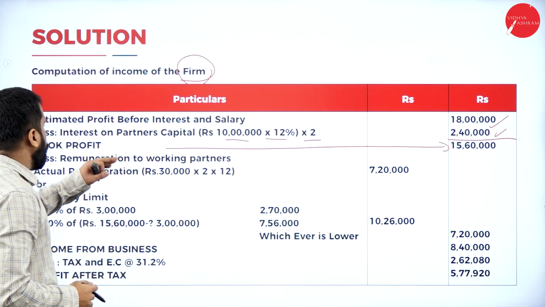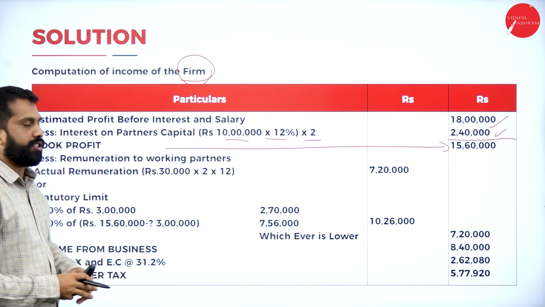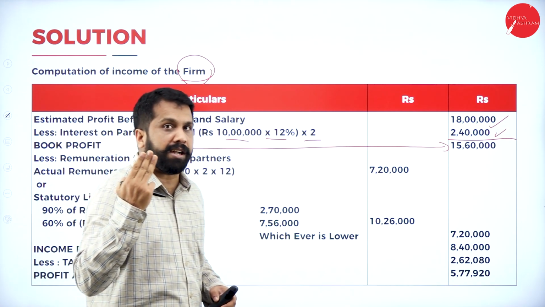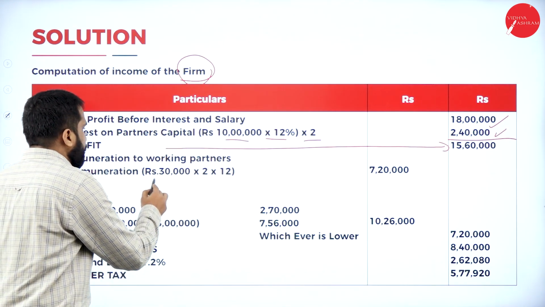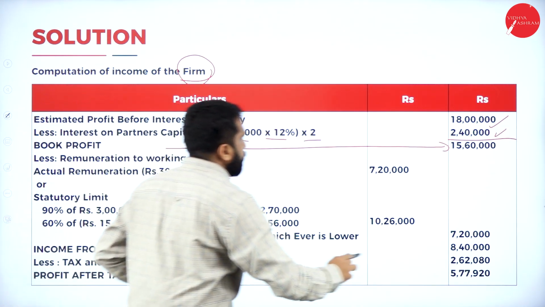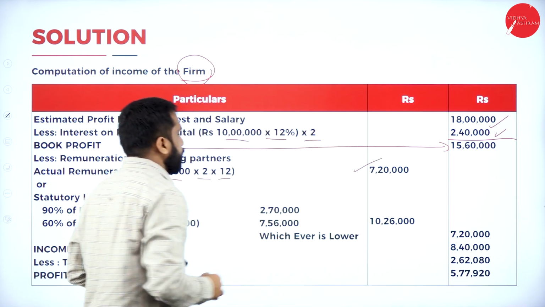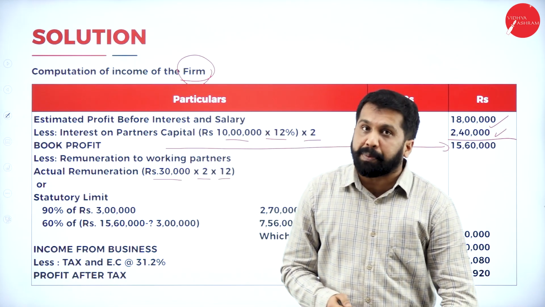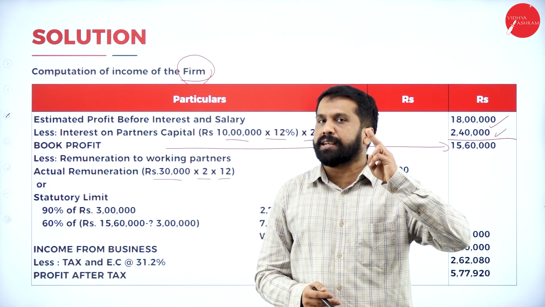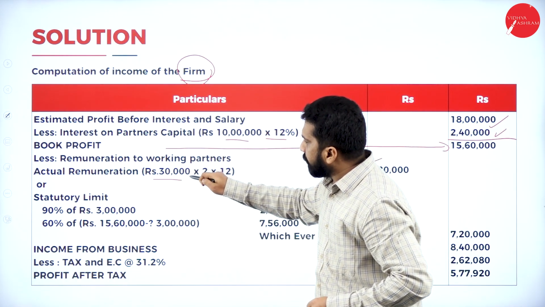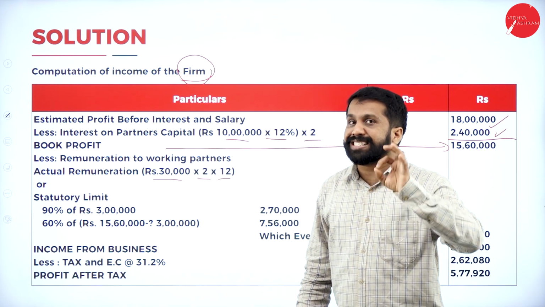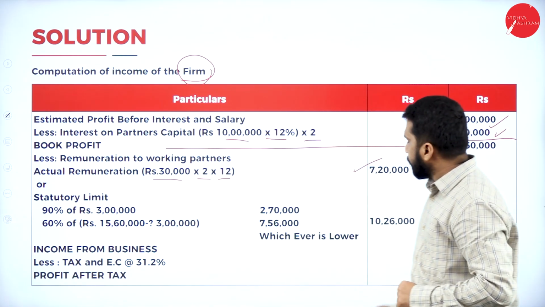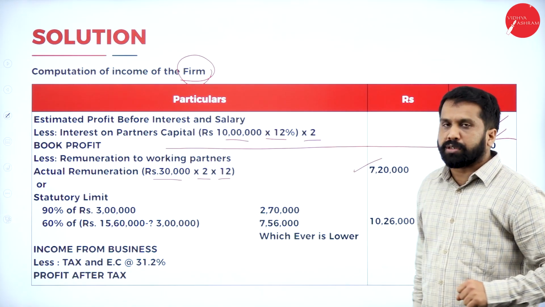Now, once you're done with your book profit, remuneration to partners. In the question they have given 30,000 as remuneration. Now, 30,000 into 2 into 12, it is done. Should I go with the normal remuneration? No. In the partnership, there are two options. One is the actual given in the question. One more is the standard remuneration. Whichever is less, we are supposed to consider in the outer column.